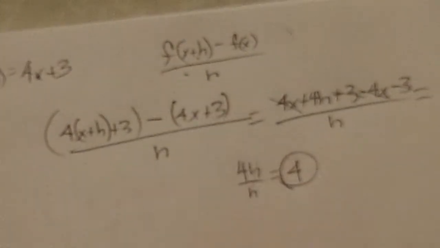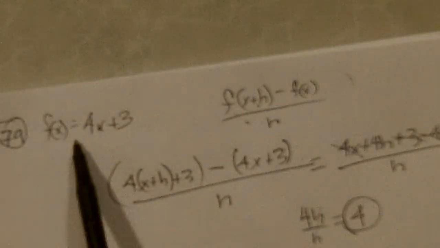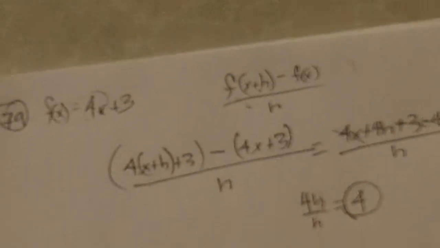The difference quotient is supposed to give me the slope. Well, this is a line. A line has a slope of 4. Always 4. So I knew the answer was going to be 4 before I started.